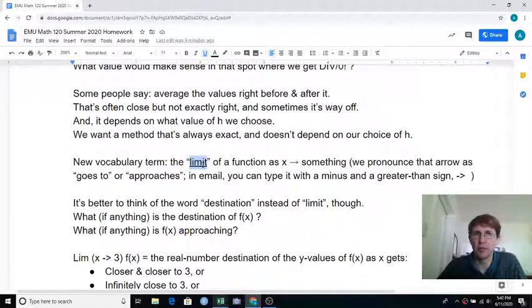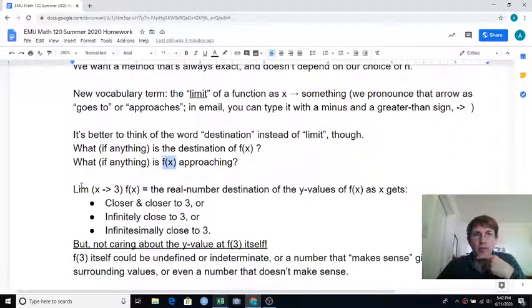This word limit is an unfortunate choice that someone made 200 years ago or so. We should really think of it more as a destination. So we're asking what is the destination of the y values of the function. And the function could be a difference quotient. It could be just a plain function without being related to a difference quotient. So we're asking what's the destination of these values as x approaches some number, or what is f of x approaching as x approaches some number. Remember, f of x is talking about the y values here.